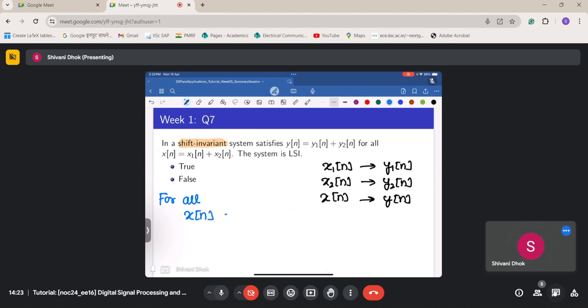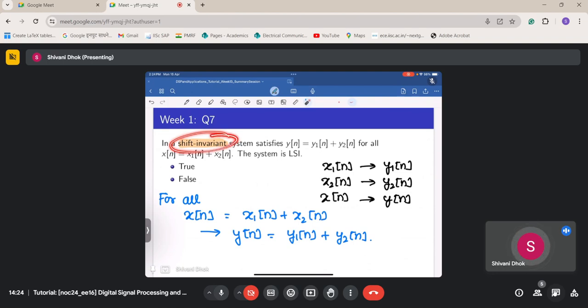And it is also given that for all x of n, which is equal to x1 of n plus x2 of n, output is y of n, which is equal to y1 of n plus y2 of n. And then it is said that the system is linear and shift invariant. So whether this statement is true or false, that we don't know. So it is given to us from the question that it is shift invariant. So shift invariance is given to us. Another thing given to us is this thing. Does this tell me anything about linearity as a whole thing? No, this is just claiming additivity.